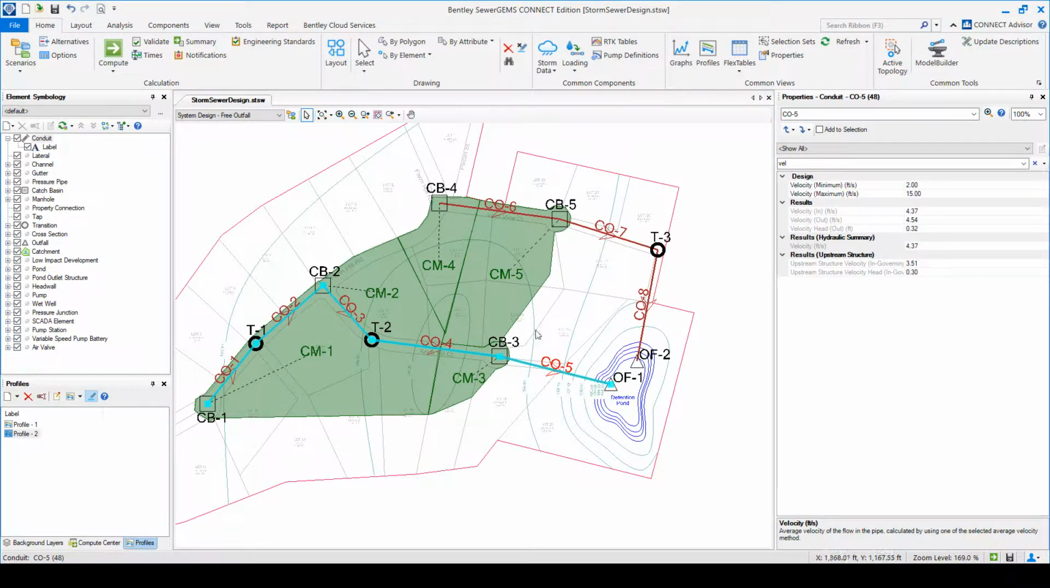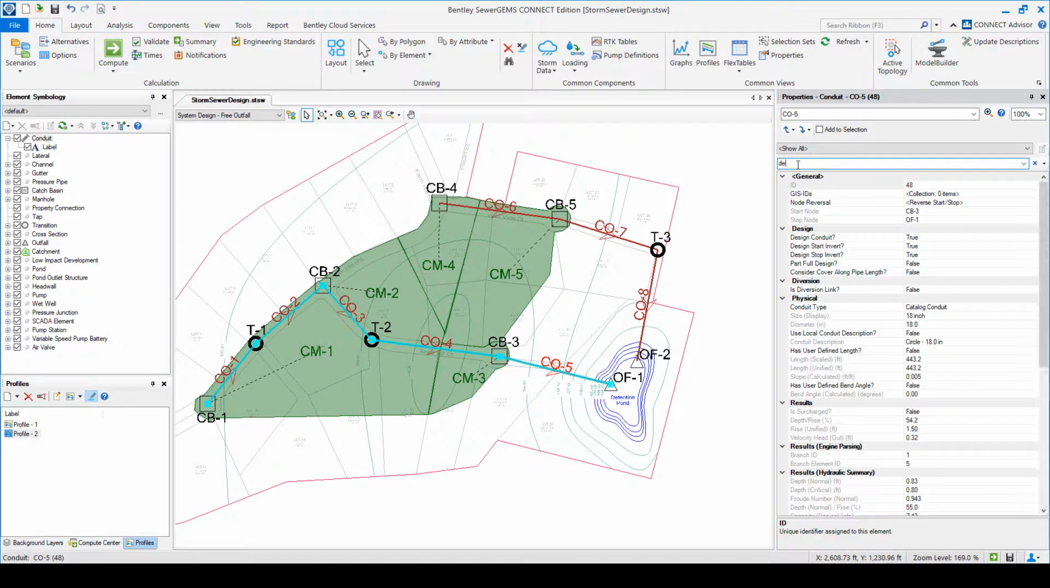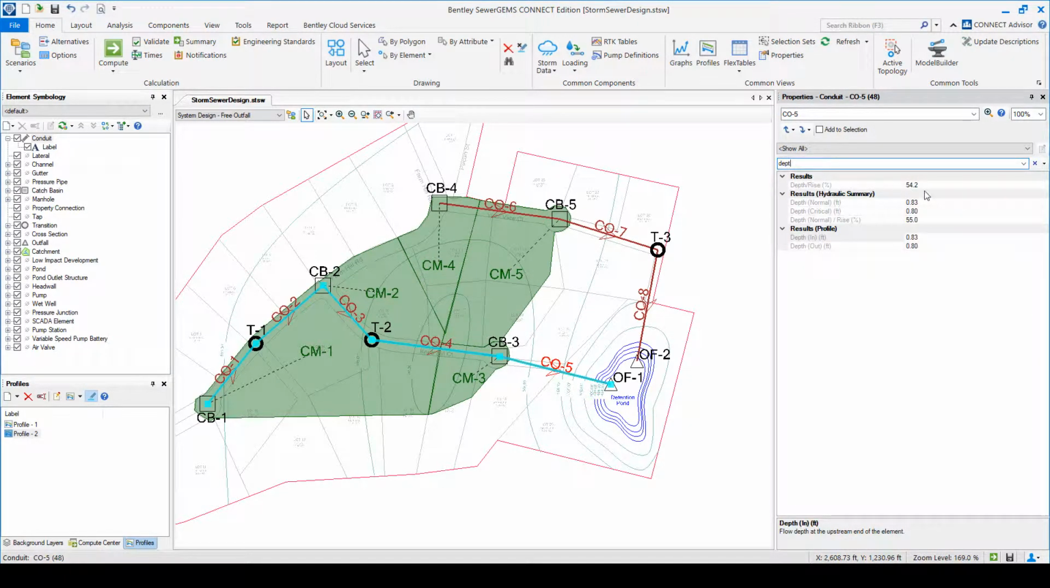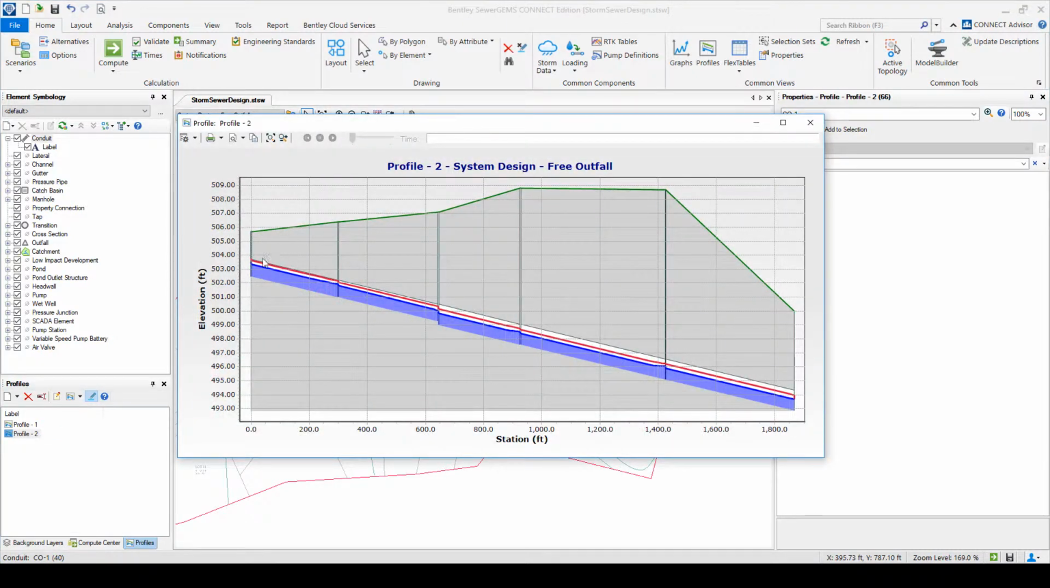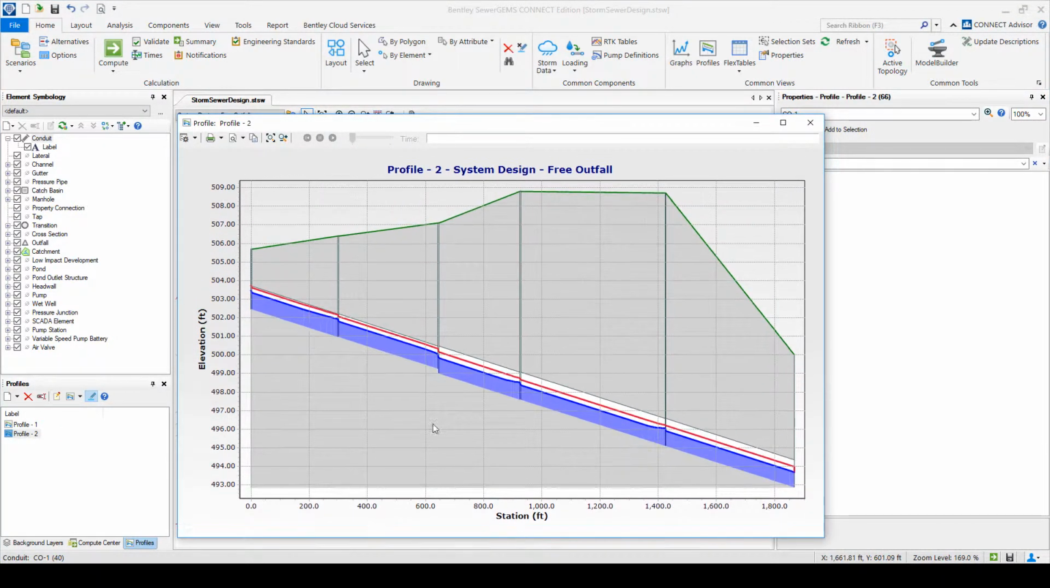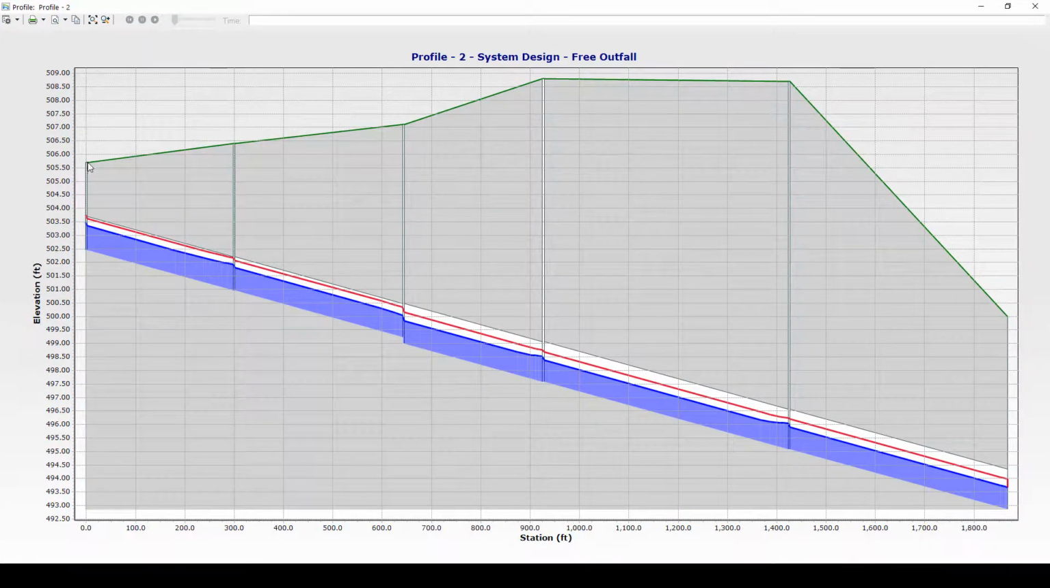And let's take a look again at the depth over rise. So 54% for CO5, 59, 60, 65, and 75. So pretty good capacity. Let's take a look at the slope now. So again, if I go back to that profile, I will show you what it did at the beginning. So we can see, if I make it even bigger, we can read the scale a little better.